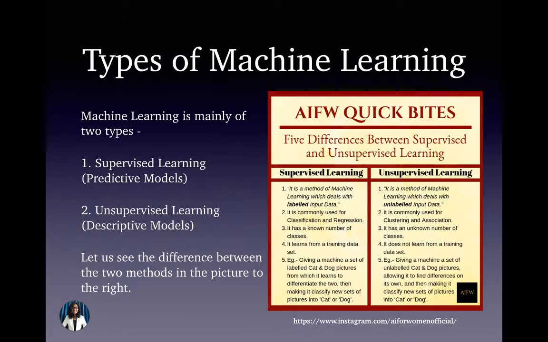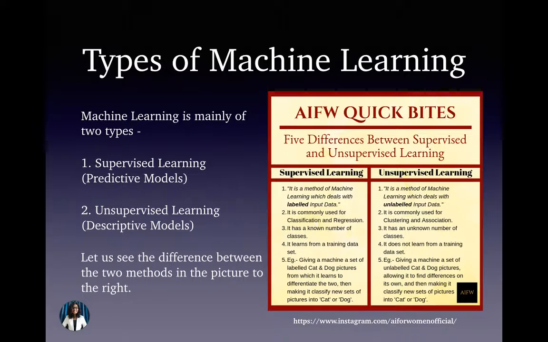Right, so here I have listed 5 differences between supervised and unsupervised learning. First, supervised learning is a method of machine learning which deals with labeled input data, while unsupervised learning is a method of machine learning which deals with unlabeled input data. Supervised learning is commonly used for classification and regression, while unsupervised learning is commonly used for clustering and association. Supervised learning has a known number of classes, while unsupervised learning has an unknown number of classes. Supervised learning learns from a training data set, while unsupervised learning does not learn from any kind of training data set. Now let's come to 2 examples.